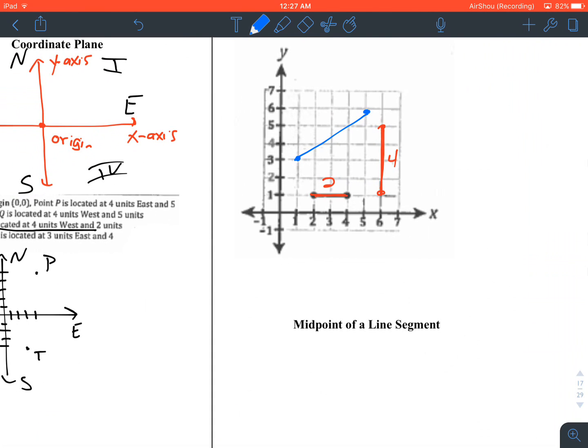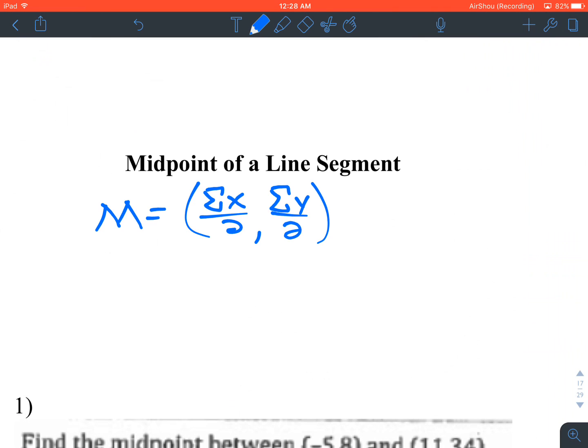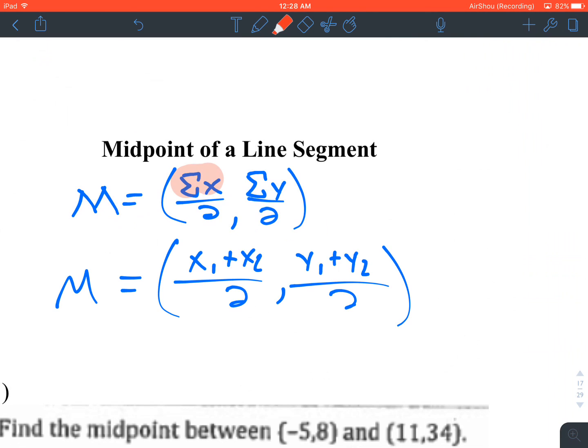That is what the midpoint of a line segment is for. To find the midpoint, which is represented by a capital M, you are going to take the sum of the x values and divide it by 2, followed by the sum of the y values divided by 2. You've probably seen it more often as x1 plus x2 divided by 2, y1 plus y2 divided by 2. Once again, the Greek symbol here means to sum, add up all the x's. Here, add up all the y's, so it's just going to be 2 in each case.